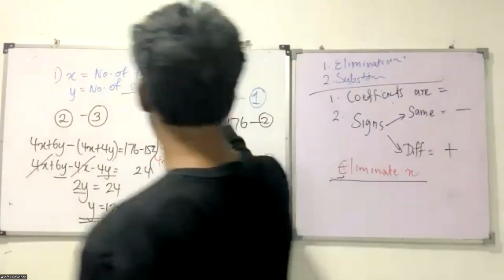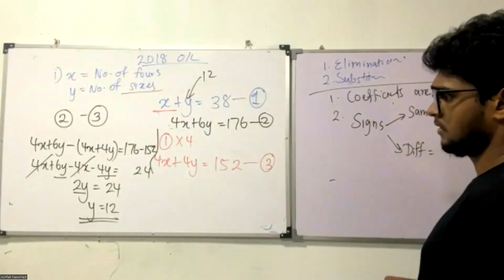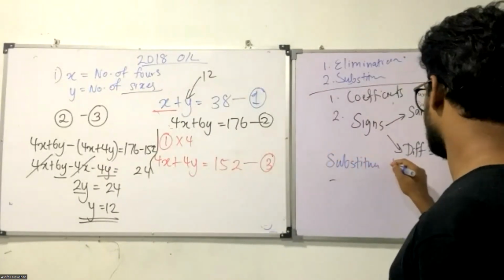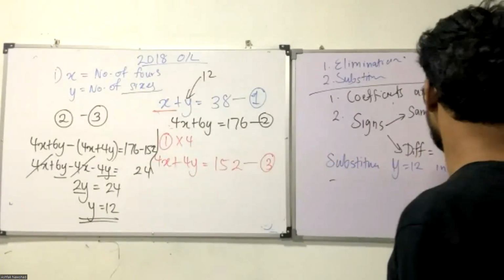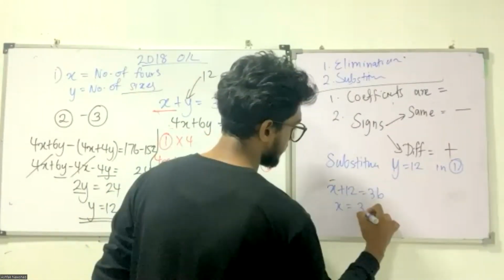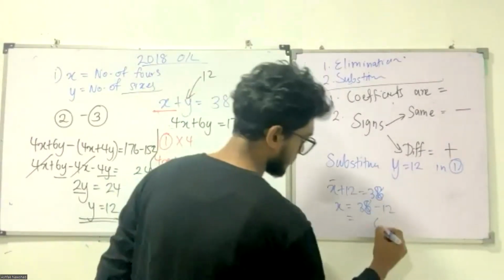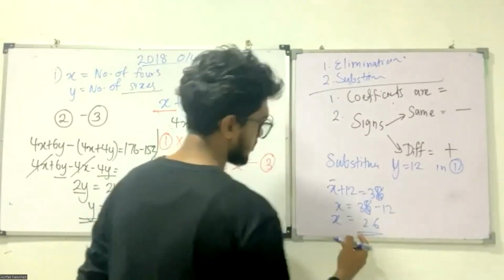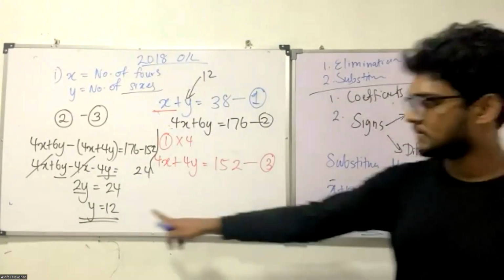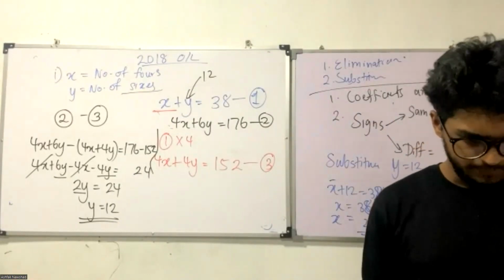So you can substitute y equals 12 in the first equation. I'll end up with x plus 12 is 38. So x is 38 minus 12. It is 26. So the number of 4s is 26 and the number of 6s is 12. Exactly. That's correct, sir.